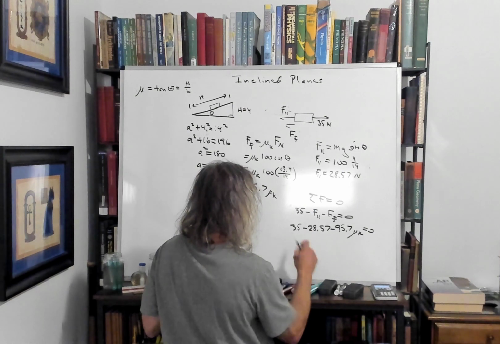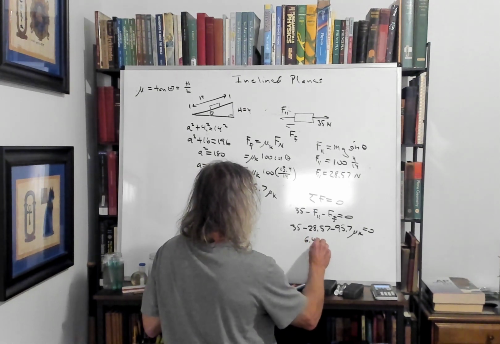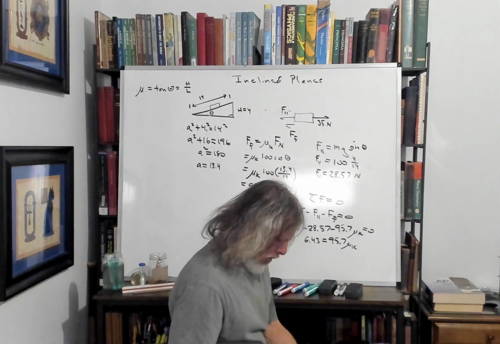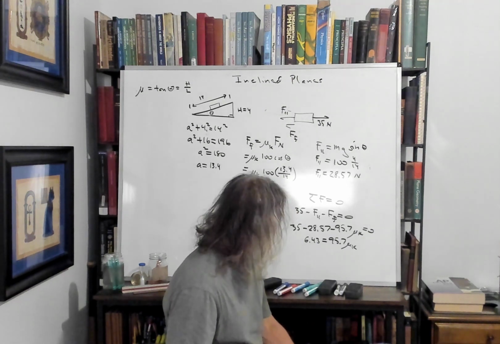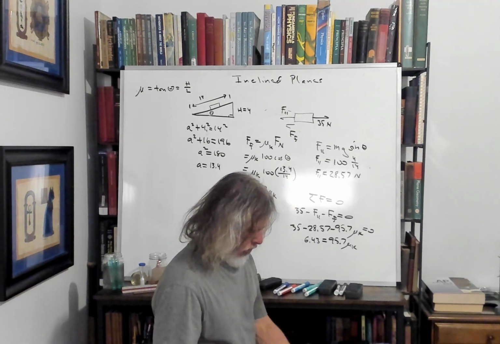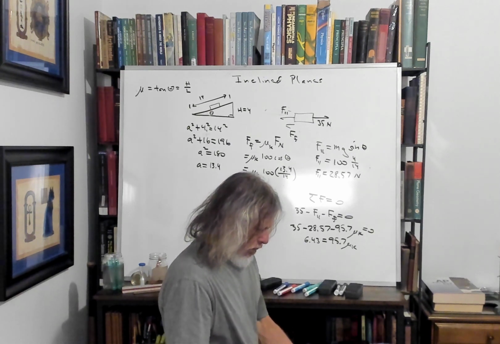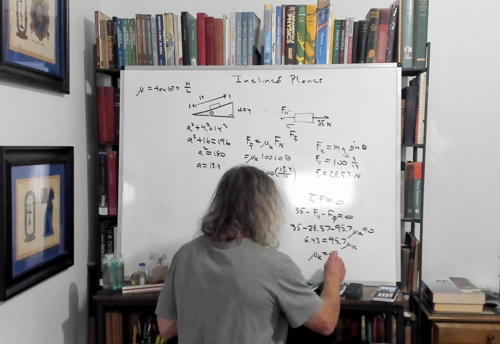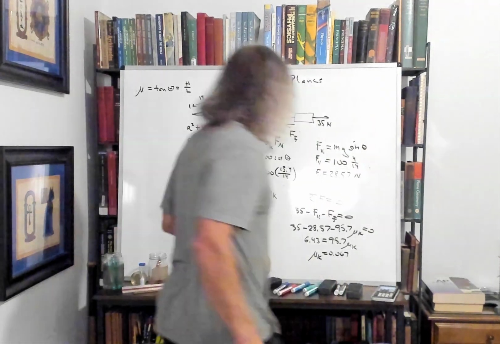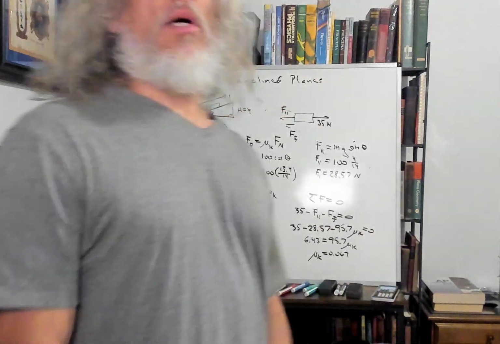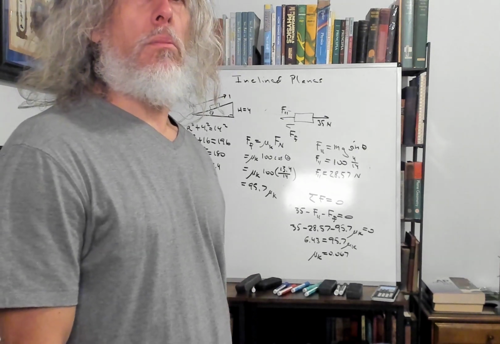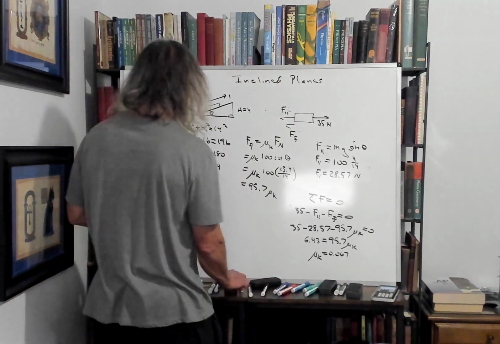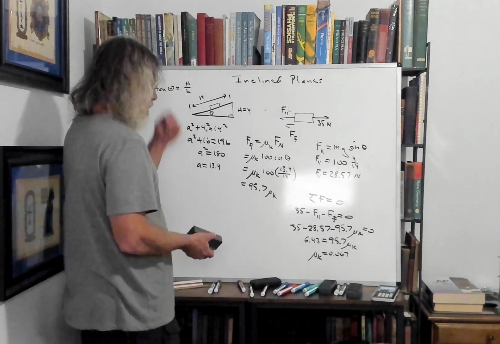Move this over, subtract: 6.43 equals 95.7 mu sub k. 6.43 divided by 95.7 is about 0.067. Okay, not much. That's number 5 on this worksheet. Okay, let's do another one. So that was number 5.